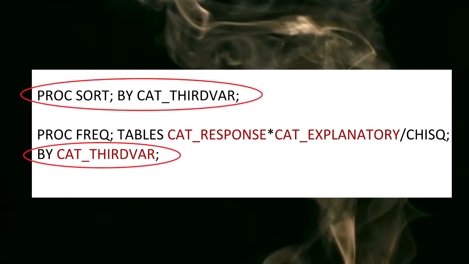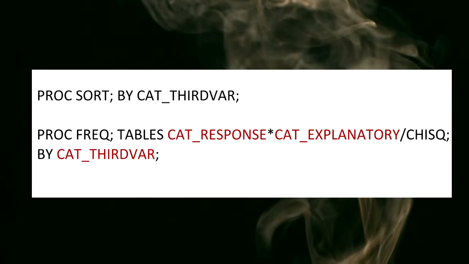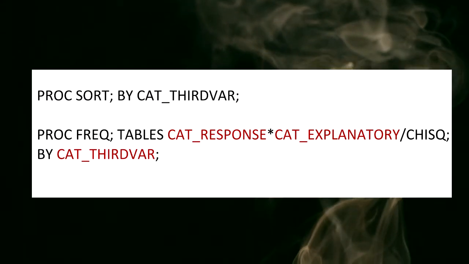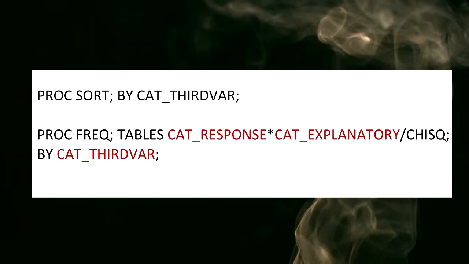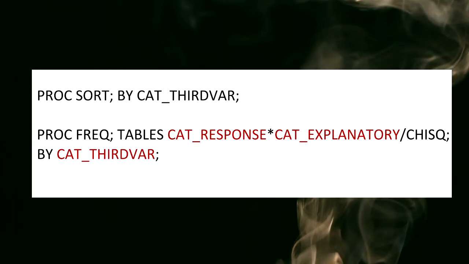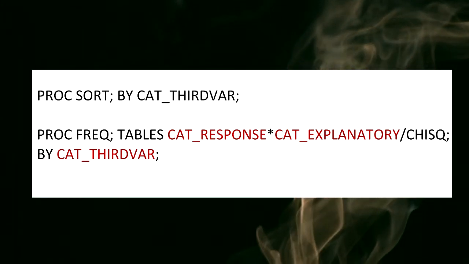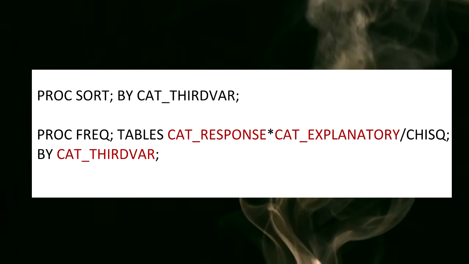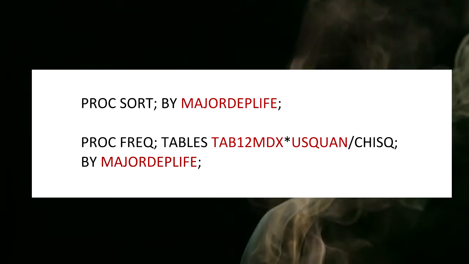We need to first sort the data according to the categorical third variable. Then include a BY statement telling SAS to run a chi-square for each level of the third variable separately. The specific syntax for this example is shown here.